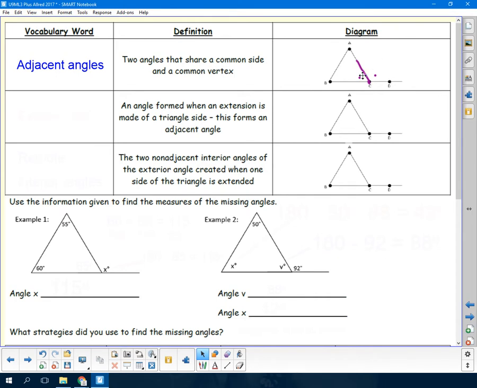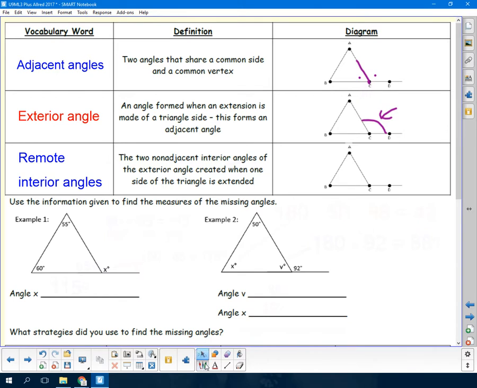Whenever you form an extension of a side of a triangle, you create what's called an exterior angle. So this angle right here would be considered an exterior angle to that triangle because it's not inside the triangle. It's made with an extension of one of the sides, and it forms an adjacent angle with one of the interior angles. Whenever you form that exterior angle, you form 2 non-adjacent interior angles, and those are called remote interior angles.